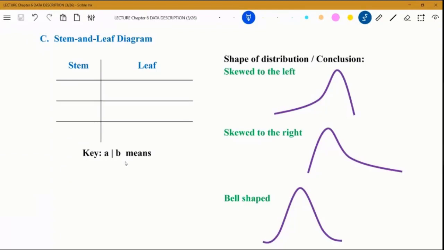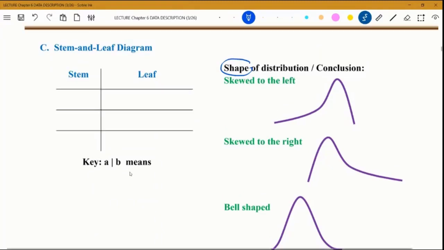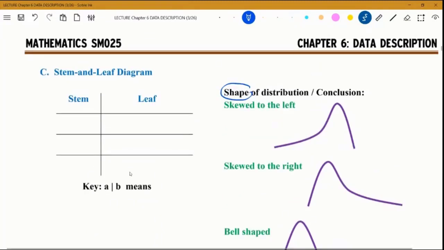Okay, so based on the stem and leaf, we're going to have the shape of distribution, which is either skewed to the left, skewed to the right, or bell shape. So how to find the shape? You need to turn your diagram 90 degrees to the left. Okay, kita tengok nanti exercise example 3A.